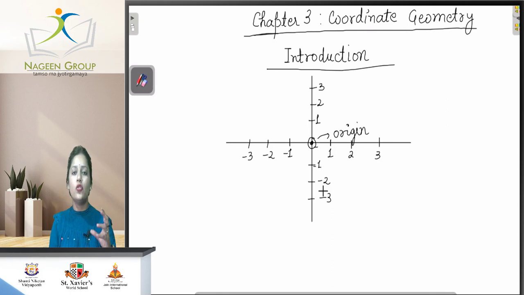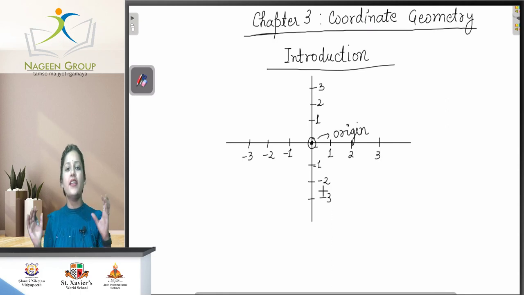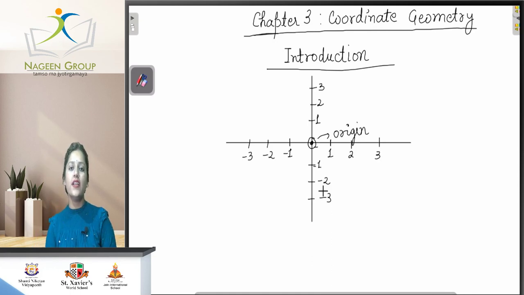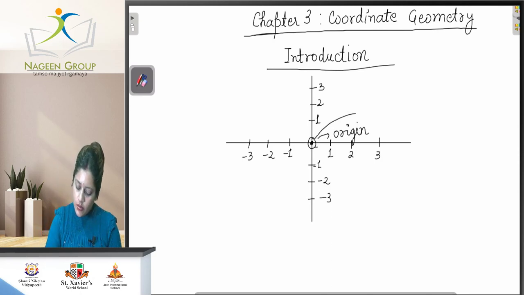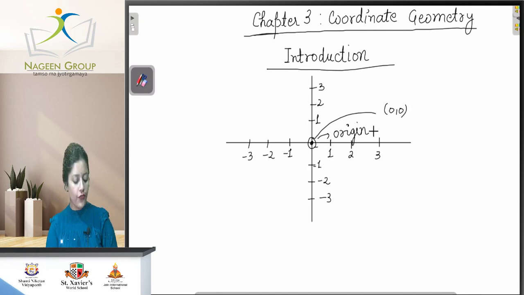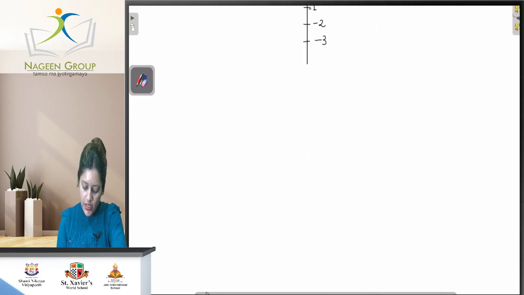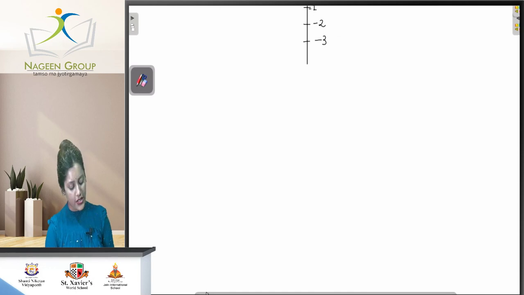So what do we learn? We learn that when two perpendicular lines divide each other or bisect each other, the point of bisecting is known as the origin, whose coordinates are 0, 0. First of all, we are going to learn how these points are made and what their meanings are. So first, we learn the history of coordinate geometry.